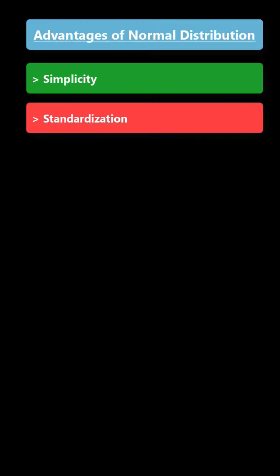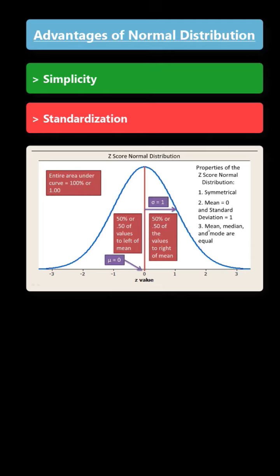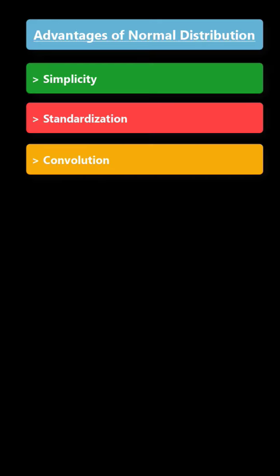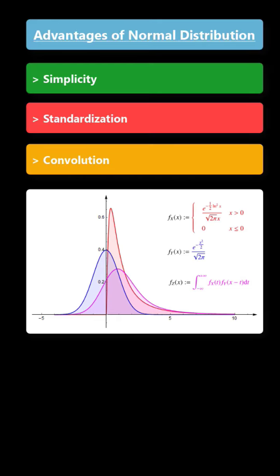Now what are the advantages of this normal distribution? First is simplicity. It provides a clear method to describe complex data. Second comes standardization. It forms the basis for inference, making it possible to standardize statistics as z-scores, which is nothing but one of the metrics to calculate accuracies in machine learning. And then comes convolutions. The sum of normal random variables is also normally distributed. So it is useful in various statistical methods, including some hypothesis testing.